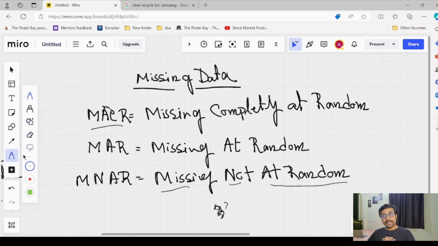Second one is MAR, missing at random. Third one is MNAR, missing not at random. So let's understand what these things are. The first is MCAR, actually missing completely at random.